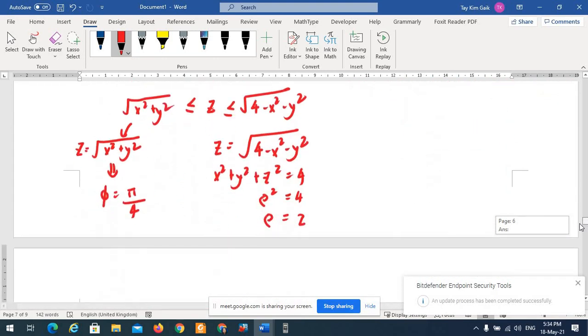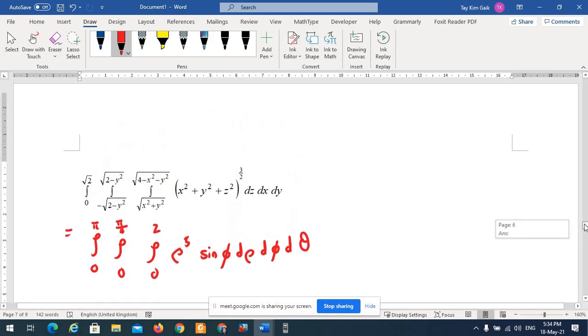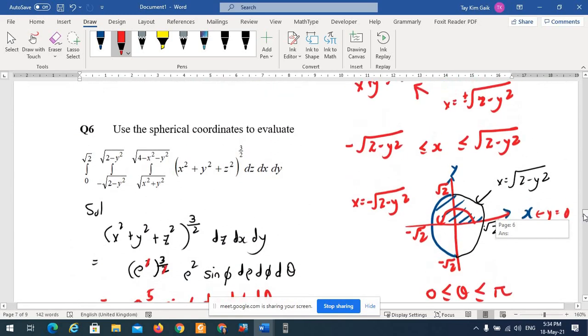So the main thing is to get the limits of rho, phi, and theta correctly. Later on, I think you should have no problem integrating it. Even if you have a problem, you can use software or a calculator to help you. So question 6 here. Any questions?